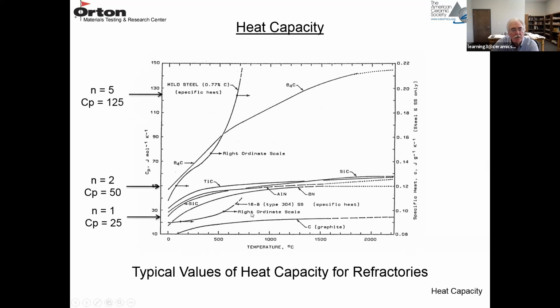And these are some other materials, nitrides and carbides. For n equals 1, for graphite, it's around 25. For n equals 2, for something like boron nitride or silicon carbide, it's about 50. And then for n equals 5, the heat capacity is about 125. That would be boron carbide.